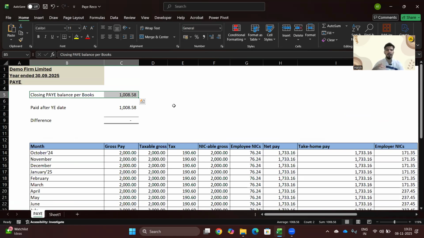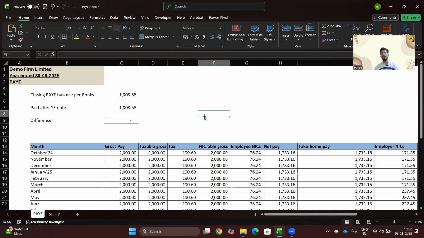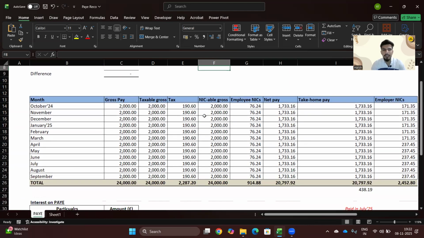What we need to check now is, is this 1008.58 truly correct? Is there any change in it? How do we get to know this? We are going to compare it with HMRC's record. So before we go into the PAYE reconciliation, we need to understand the payroll. We have got the payroll of one employee.